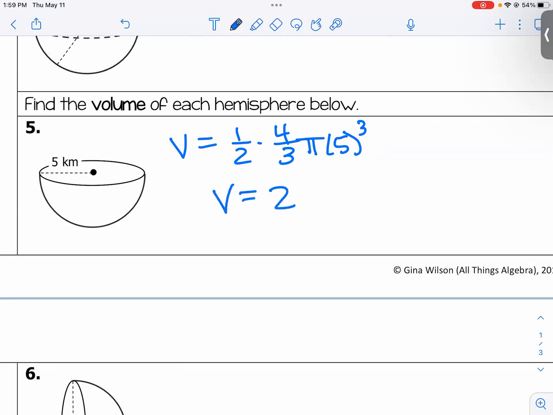Equal to 261.8 cubic kilometers. That's a lot. That's a big hemisphere. Okay. Hemisphere, half a sphere. We live in the northern hemisphere.